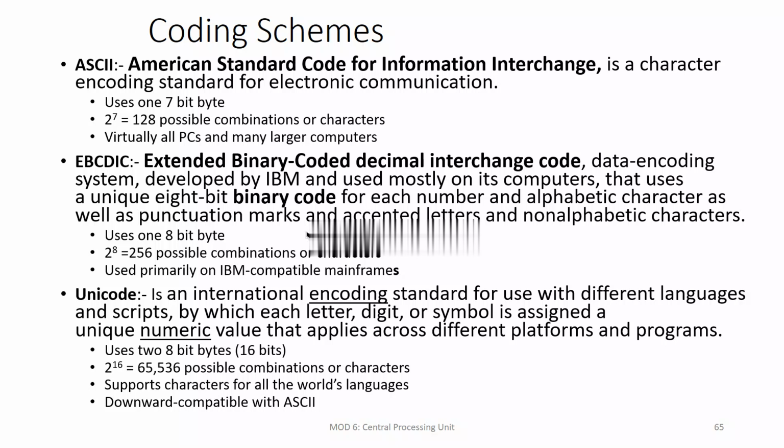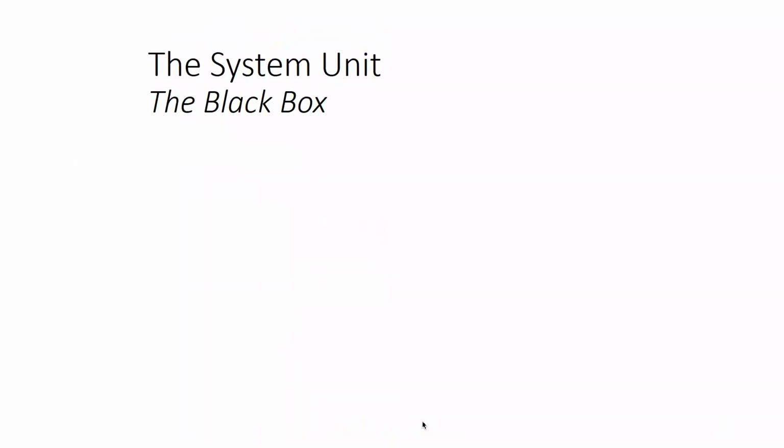Now we have what is called Unicode. It's an international encoding standard used with different languages, used to identify scripts, letters, digits, symbols, and other components. So that's when you use Unicode. It has 2 raised to power 16 possible characters, and it supports 2 bytes, that means 16 bits. So it's larger than EBCDIC and the American Standard Code for Information Interchange. So the key thing here is for you to know what a coding scheme is, what the full acronym names are, and what they represent. That is what can be examined in that section.